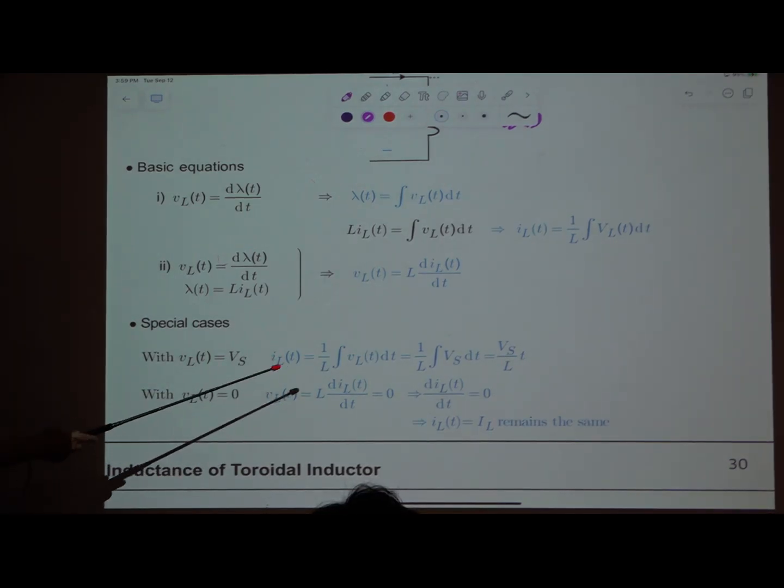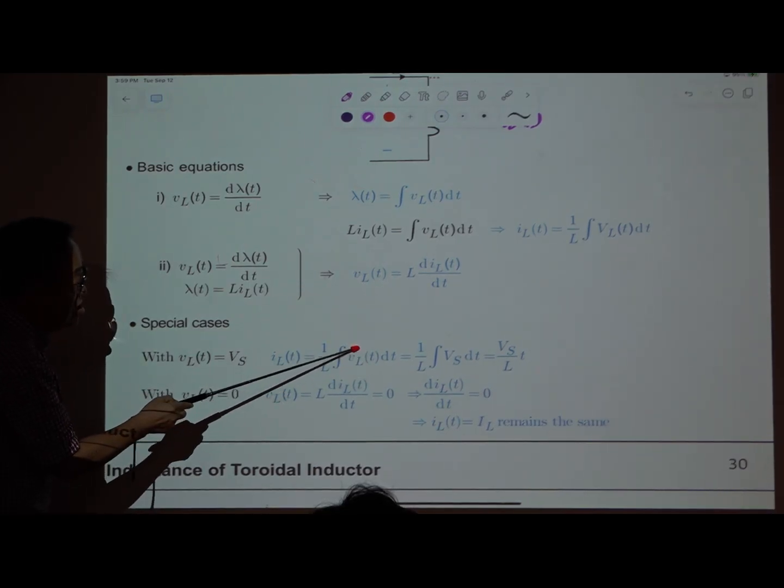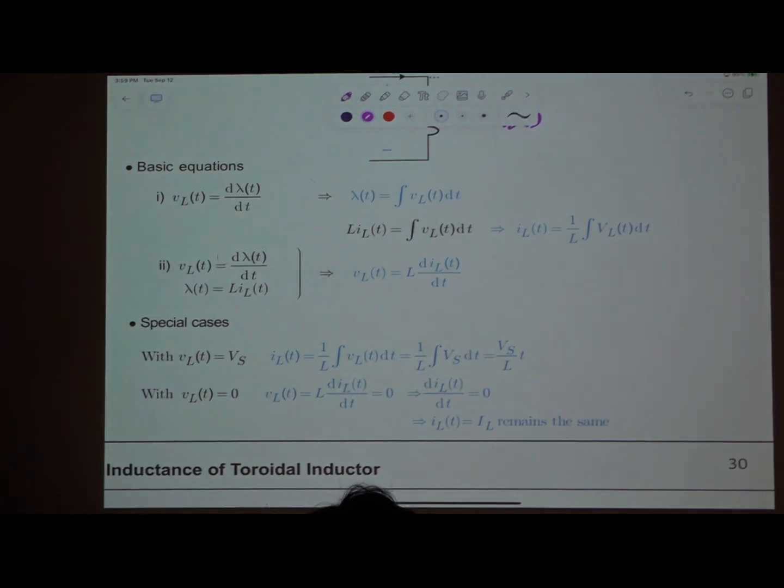Okay, so suppose this is DC, then we have this equation here. DC is coming out here. This is DC Vs. So the inductor is here, then DC is applied. Then this is time. Then the current will increase forever linearly with a slope of Vs divided by L. This is it, all right?